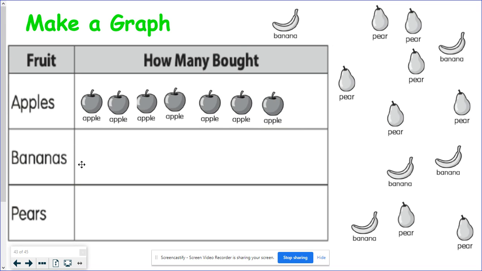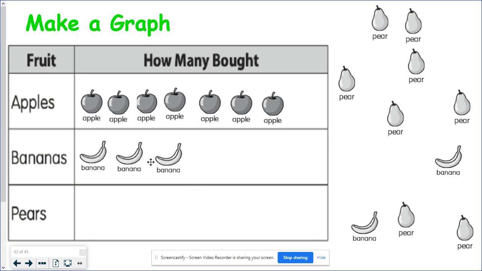Then we'll sort our bananas. Make sure you don't accidentally put any other fruit here. Make sure bananas go here, pears go there. And then we'll put in our pears.